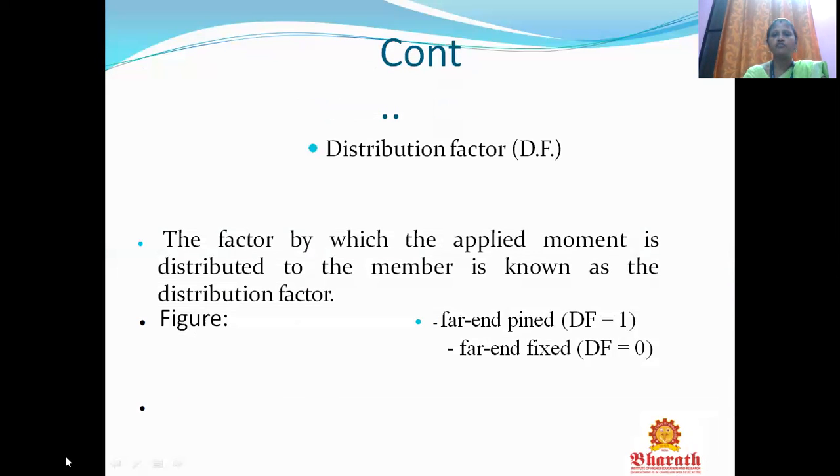Next is distribution factor, or DF. This is the factor by which the applied moment is distributed. Whatever moment we are getting, that moment is distributed to the members, and this is known as the distribution factor. From the previous figure, for the two conditions we have seen, far end pinned means distribution factor is 1. The far end fixed means distribution factor is 0, so definitely there will be no moment. That's why they take the distribution factor as 0.